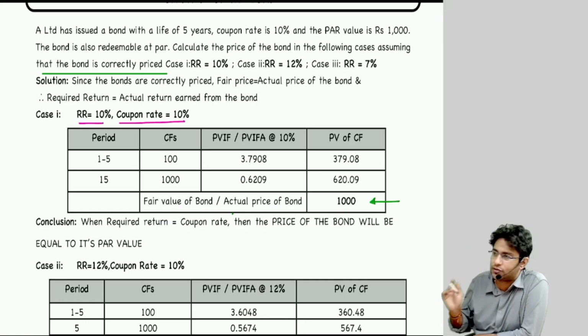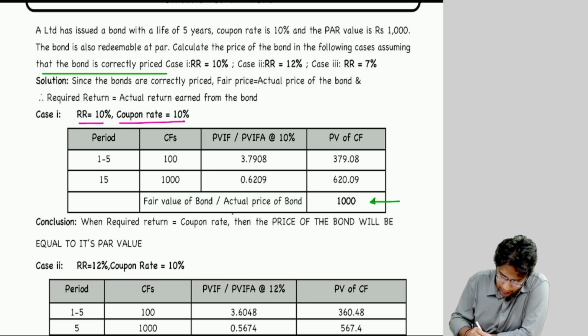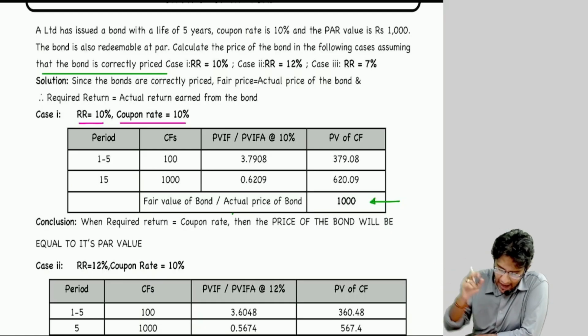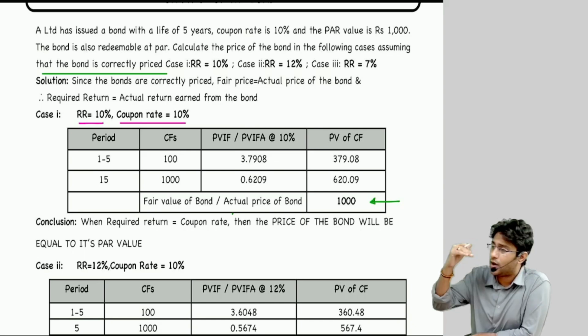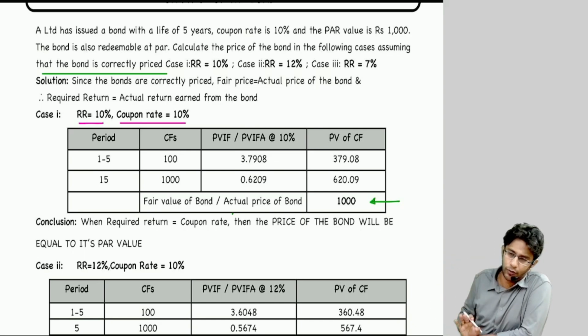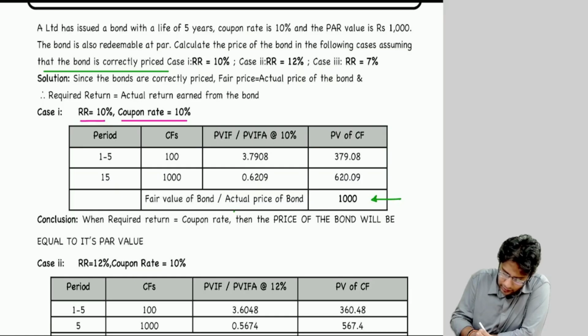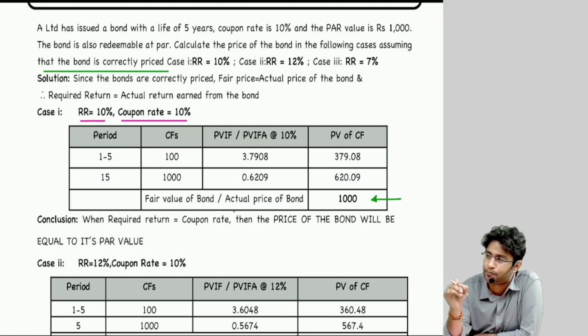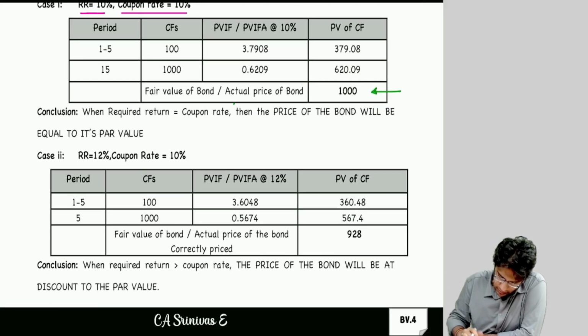These are all scenarios of correctly priced only. What I am trying to say is I am giving a comparison between actual price and the face value, par value, not fair value. Actual and fair are both the same. Our price is equal to par value, more than par value, or less than par value; that discussion we are doing now. So when required return and coupon rate both are same, the bond's price ideally should be at its par value. That's the conclusion here. The price of the bond will be equal to its par value.